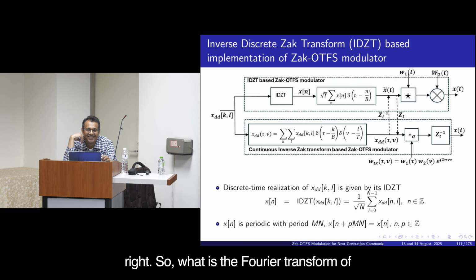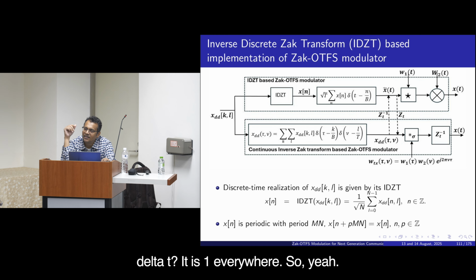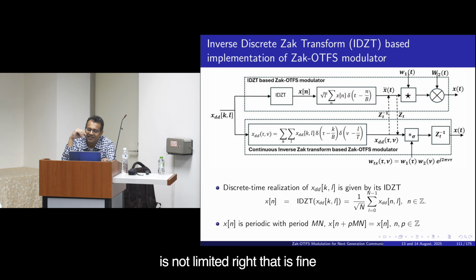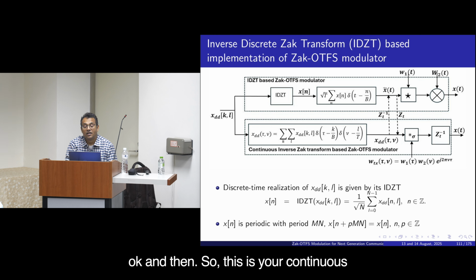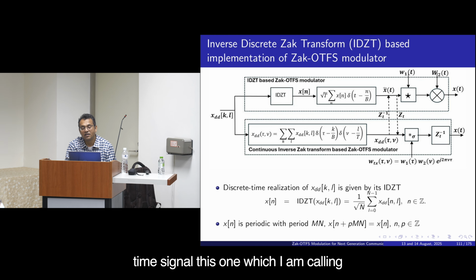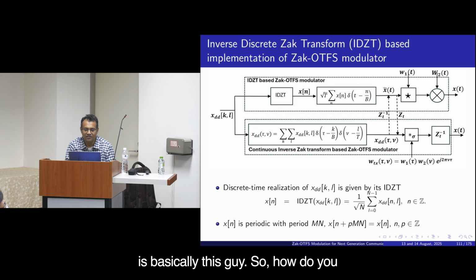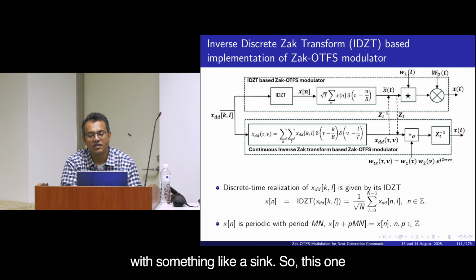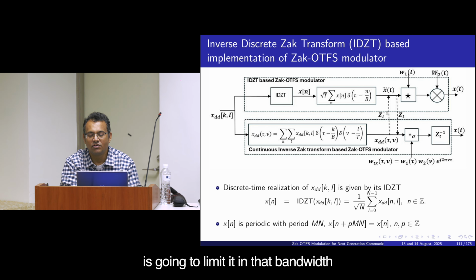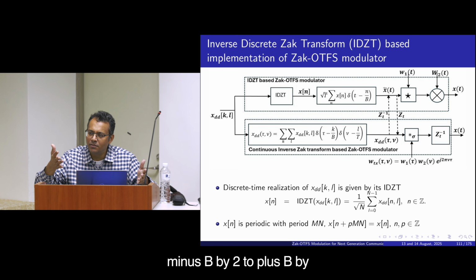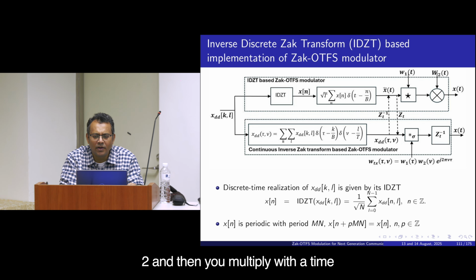Kelvin and Kevin, right. And we get that the frequency is unlimited. So what is the Fourier transform of delta t? It's 1 everywhere. So the bandwidth is not limited, right? That's why. Okay? And then this is your continuous time signal, which I am calling x tilde t. So x tilde is basically this guy. So how do you limit in bandwidth? First you do a filtering with something like a sinc. So this one is going to limit it in that bandwidth minus B by 2 to plus B by 2, and then you multiply with a time window.